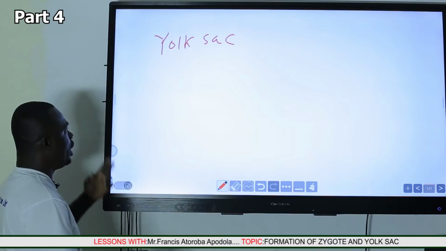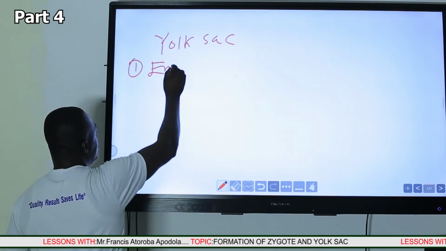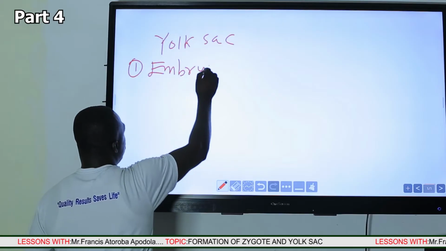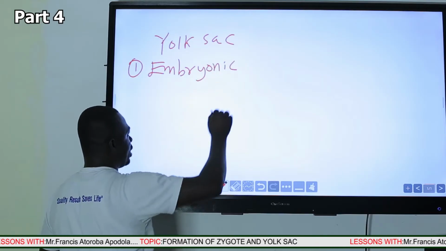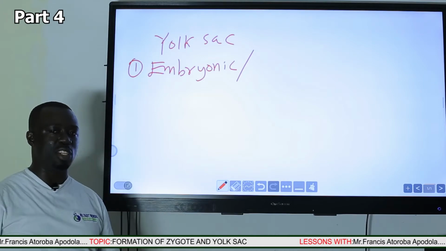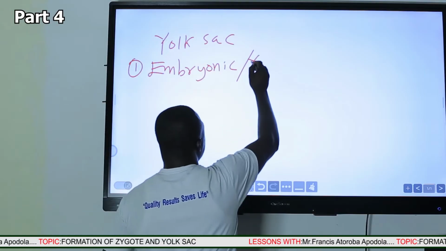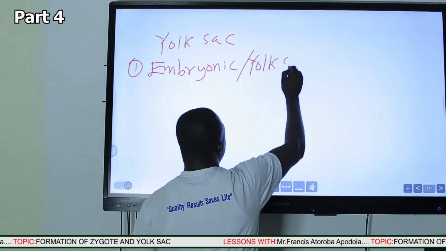Now, within the embryo, this is where hematopoiesis occurs. And hematopoiesis in the embryo is called embryonic hematopoiesis. And because the hematopoiesis is happening in the yolk sac of the embryo, we can call it yolk sac hematopoiesis.